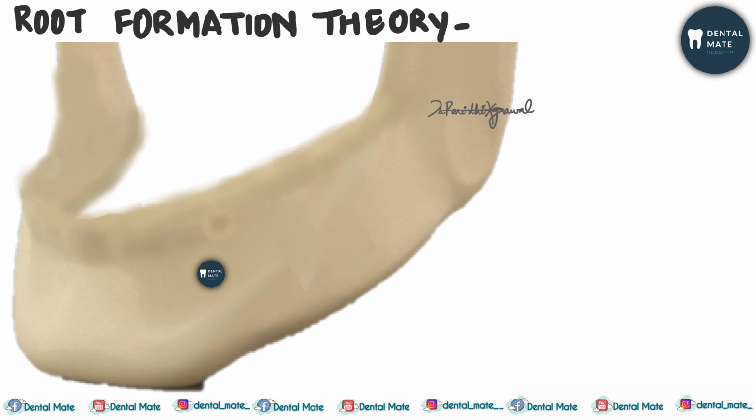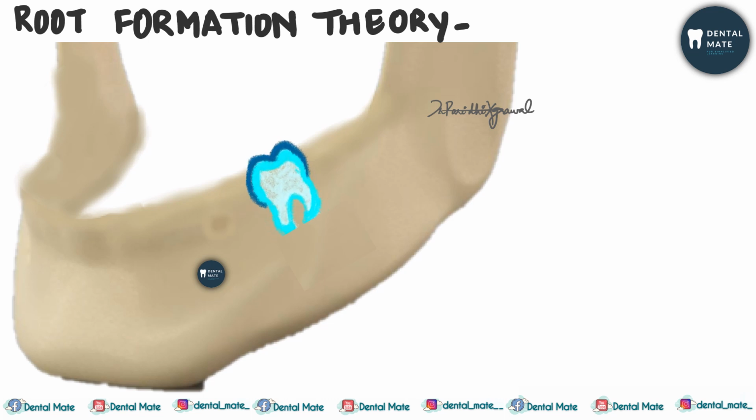Okay, now the second theory is the root formation theory. With the name itself, it is clear we are talking about the theory of tooth eruption occurring because of the root formation. According to this theory, the eruption of the tooth is brought about by the occlusal movement of the tooth. Now, why does this occlusal movement occur? Because it occurs to accommodate the growing root.